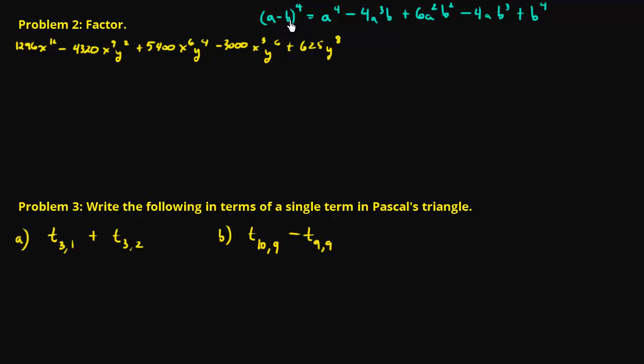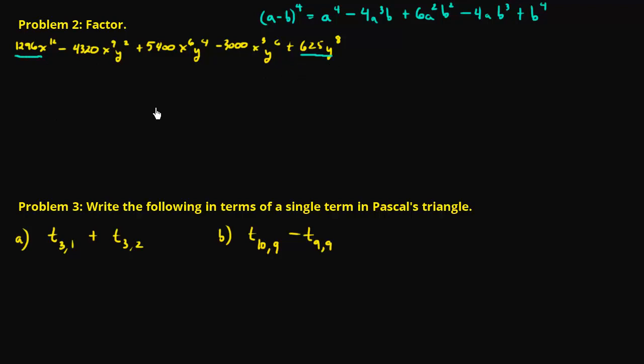Notice that if you expand a minus b to the power of 4, it expands to a to the power of 4 minus 4a cubed b plus 6a squared b squared minus 4a b to the power of 3 plus b to the power of 4. So one of the things to check is the easiest terms, to see if it can be written in this form somehow. The first two terms that are the easiest to check are the first term and the last term.